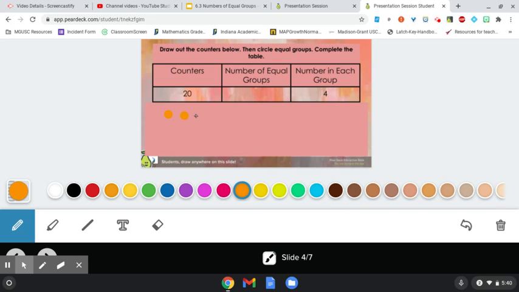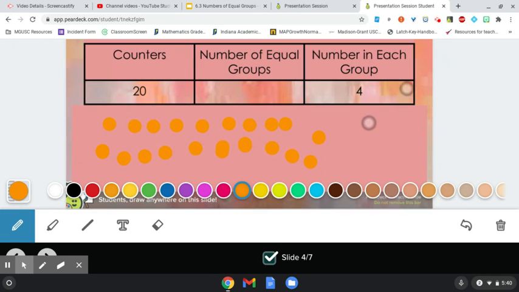1, 2, 3, 4, 5, 6, 7, 8, 9, 10, 11, 12, 13, 14, 15, 16, 17, 18, 19, 20. So then we need to decide, is it asking us to find how many groups there are or how many are in each group? So since we have the number in each group, we know that there are going to be 4 in each group.